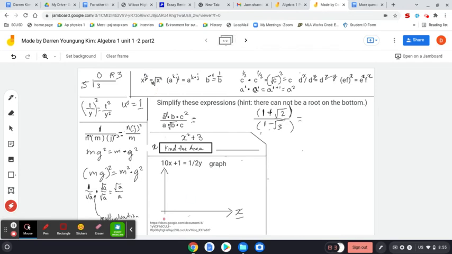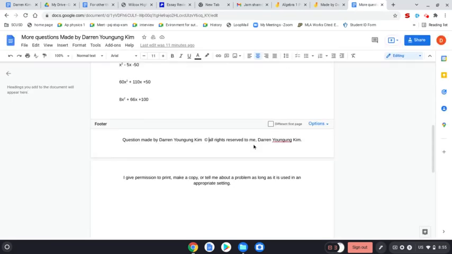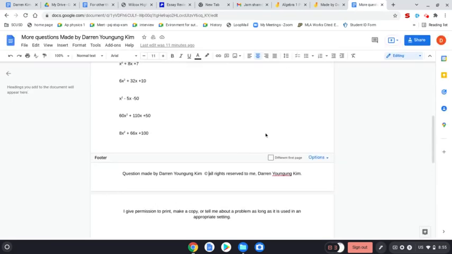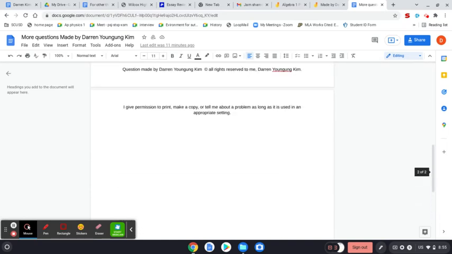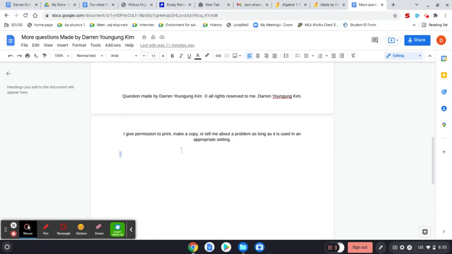Second of all, over here, there's a link to more questions. You might be asking what's there. So here is my list of polynomial part one. Over here, maybe I'll put it down as simplifying exponents, and I'll keep on going like that.